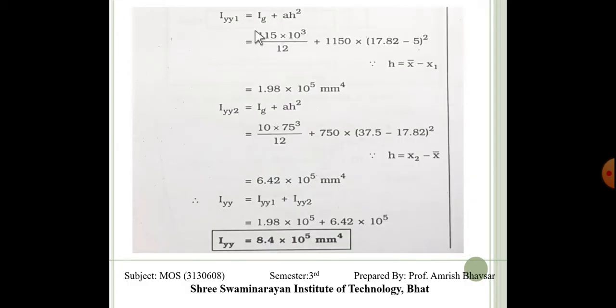Now Iyy1, that is Ig plus Ah square. So Ig, that is dB cube by 12 plus area into (x1 minus x bar) whole square. Iyy2, again Ig plus Ah square, dB cube by 12 plus area into (x2 minus x bar) whole square. So we can calculate Iyy, that is Iyy1 plus Iyy2. So Iyy is equal to 8.4 into 10 raised to 5 mm raised to 4.